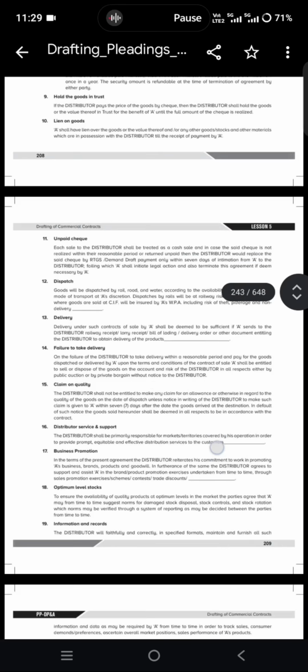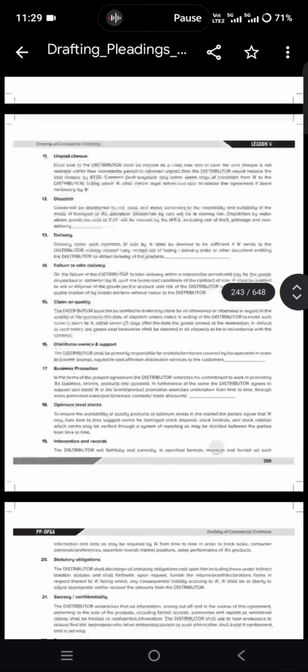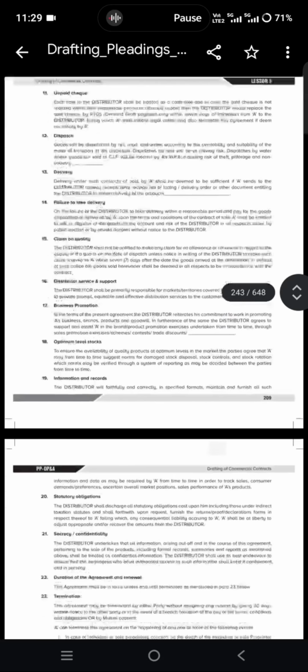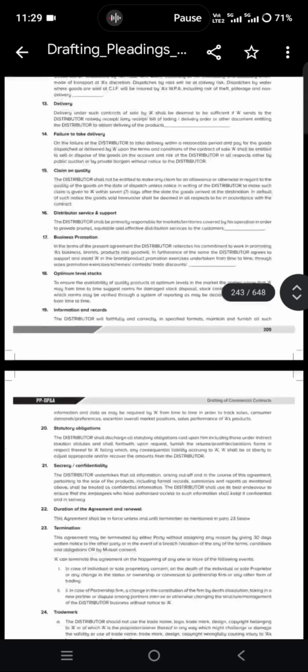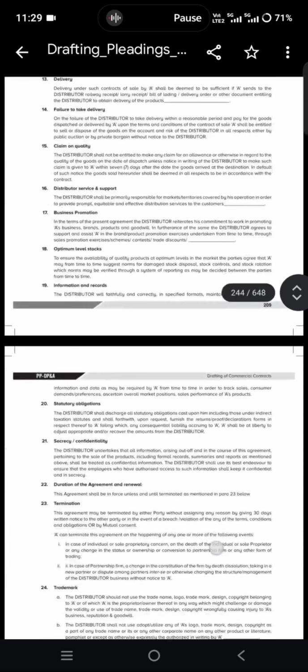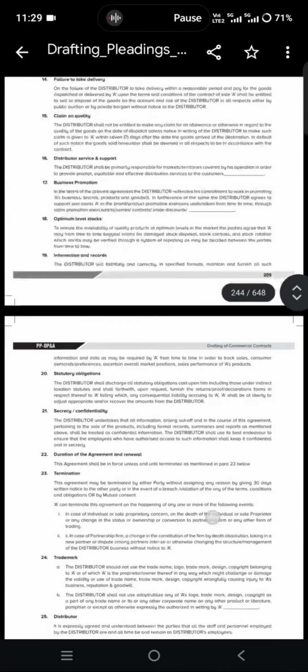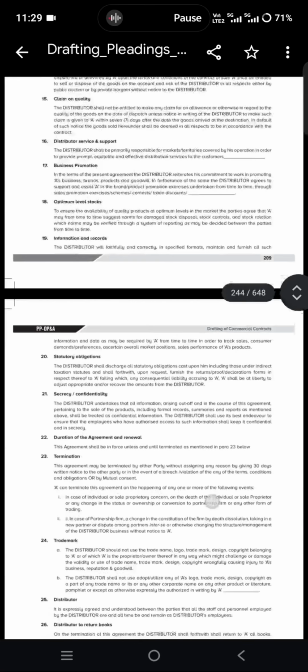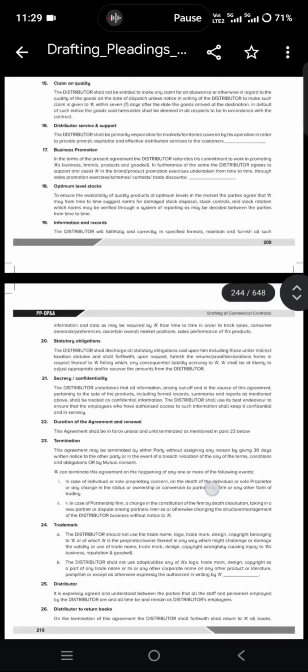The sale price of A as seller to distributor shall be rates chargeable as per the list of dispatch. Maximum retail price and payment. Hold the goods in the trust. So distributor holds the goods in the trust. Lien on the goods: A shall have lien over the goods or the value and other materials which are in the possession of distributor till the receipt of payment. Unpaid check, dispatch, delivery, failure to take delivery, claim on the quality, distributor service and support, business promotion, optimum level of stock, information and records, and many more.